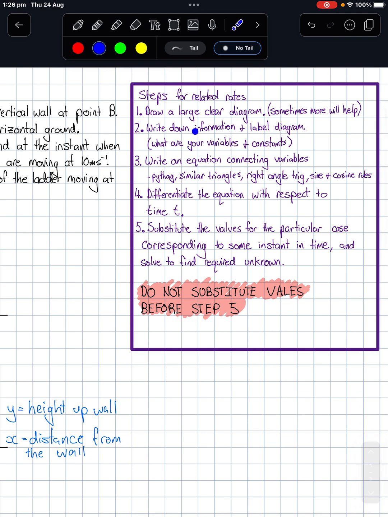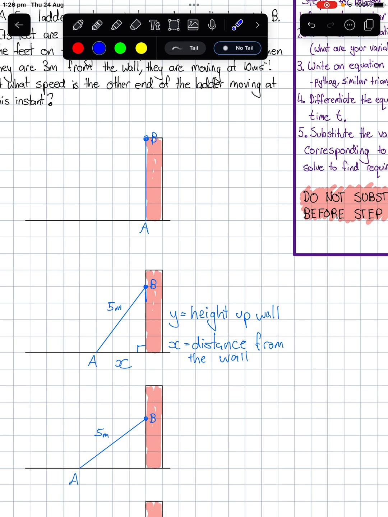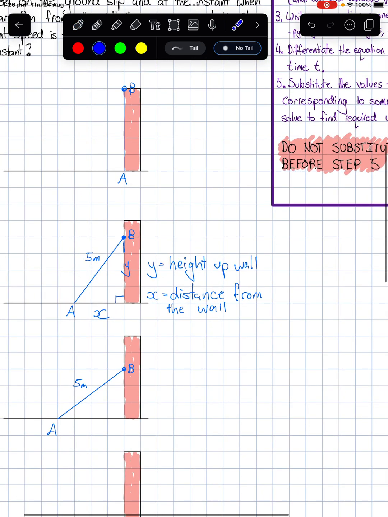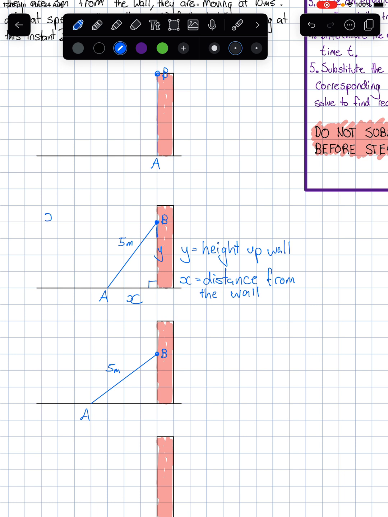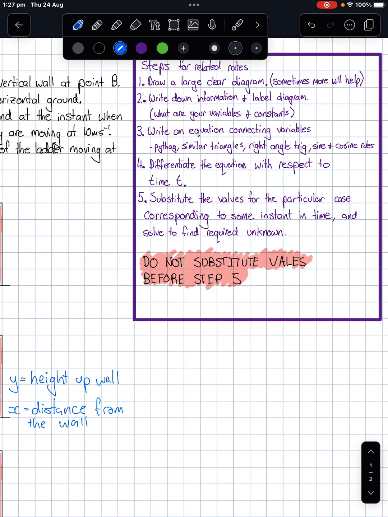So we write down the information and we've labelled the diagram. We've come up with some values here. We've got Y and we've got an X there as well. So Y is the height and X is that value. Then we've got to write down an equation that connects them. We should be able to see here that this is actually a Pythagorean triangle. So if we were to relate these variables, it's a right angle triangle, so x squared plus y squared equals 5 squared. That's our equation.